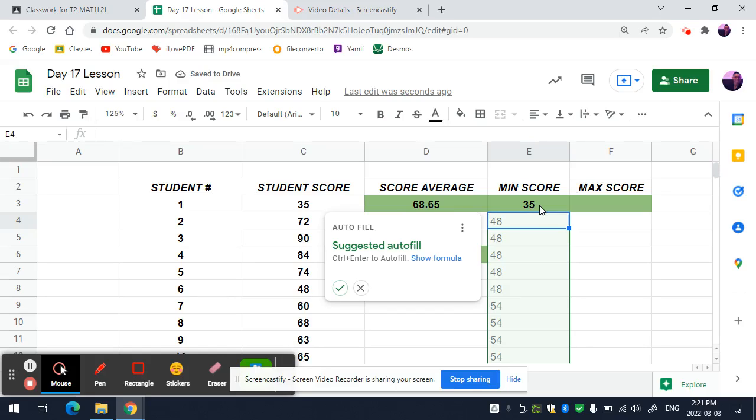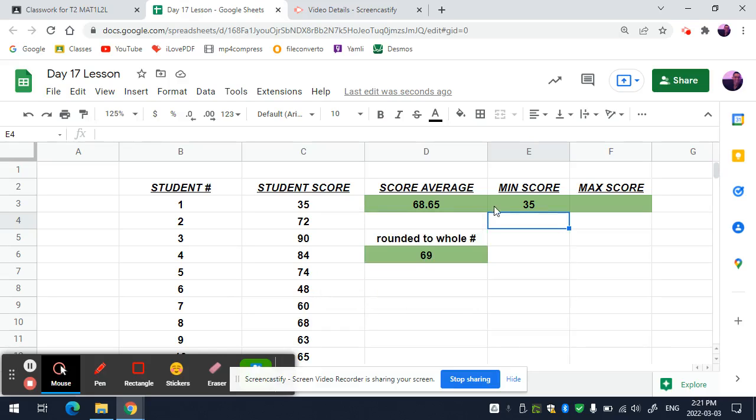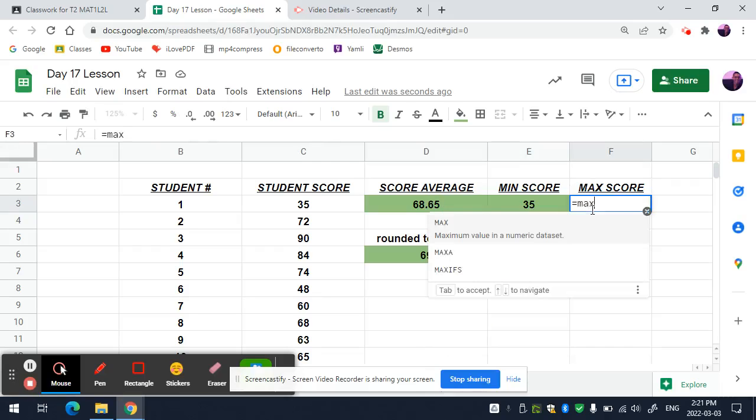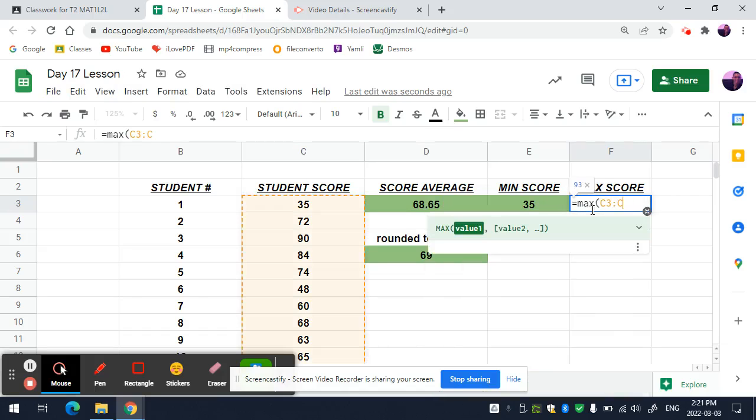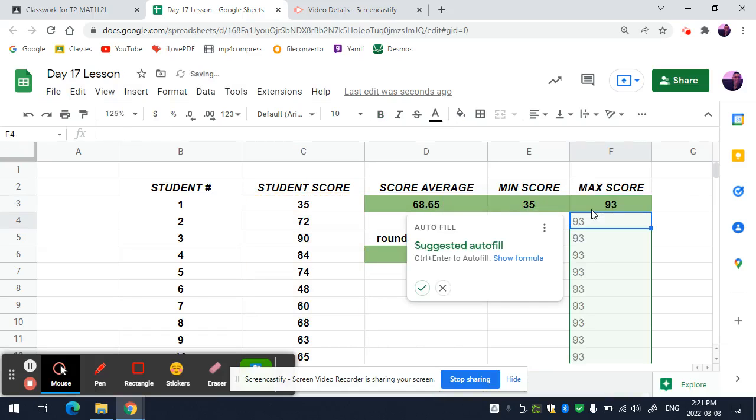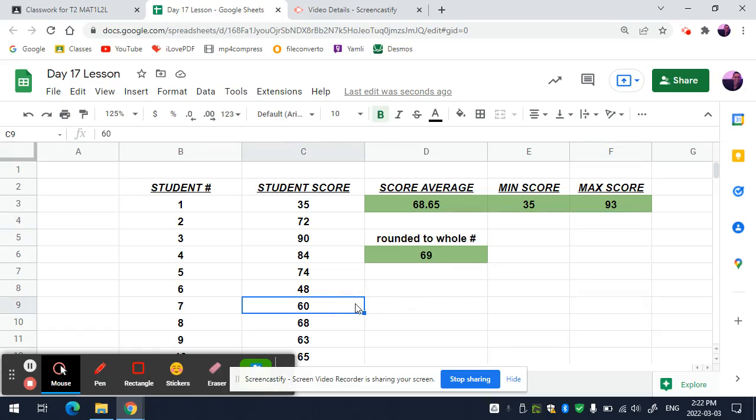You see, autofill. Nope, we don't want autofill. It's only one single number. No, look, equals min bracket C3 two dots C22. Yeah, the dot. Always the dot. The next one is instead of min, I put what? Max. So equals max C3 to C22. What's the highest mark? Apparently, a 93 was the highest mark achieved. Done.